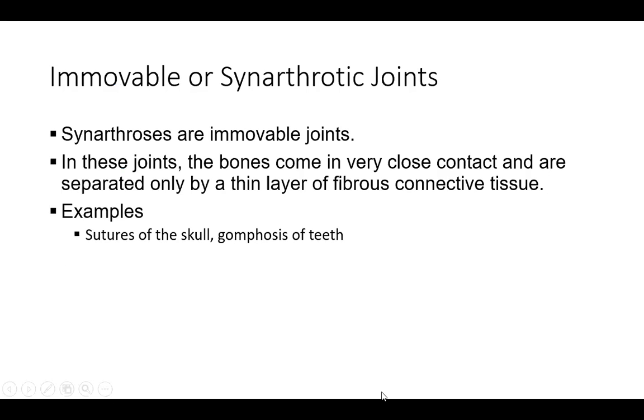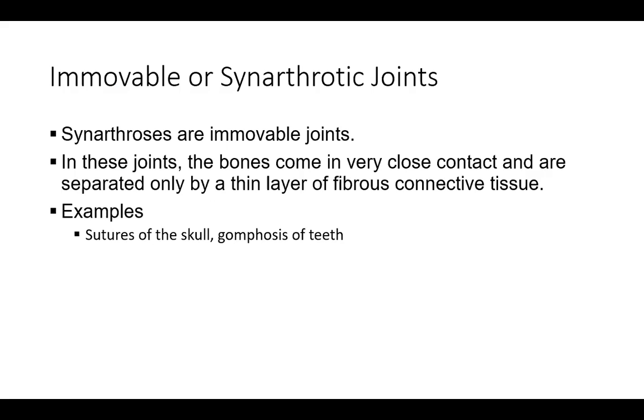Okay. Examples of our joints, classifying them by movement: the synarthrotics, the immovables. The bones are held together very tightly. They don't move. They have a layer of connective tissue, like in the suture lines in our skull, where there are some very thin layers of connective tissue. They're not going to move. Our teeth are held in our mandible and our maxilla by connective tissue. There are very powerful ligaments that hold them in place.